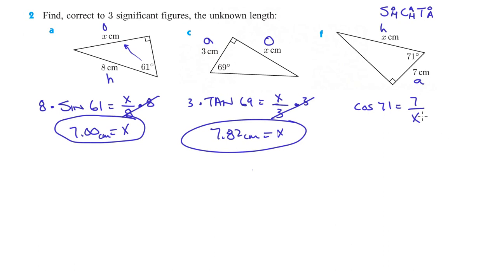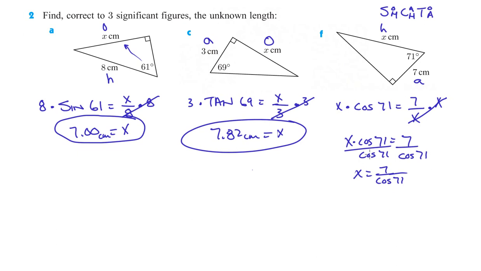Okay? So now this is a little different because we've got the variables in the denominator. So there's a couple ways to do this. I'm going to show you the long way, and then I'm going to show you a shortcut. So first thing I'm going to do is I don't want that denominator anywhere, so I'm going to multiply both sides by x. So I get x cosine 71 equals 7, right? And then I want to get x by itself, so now I divide both sides by cosine 71. So I get x is going to equal 7 divided by cosine 71.